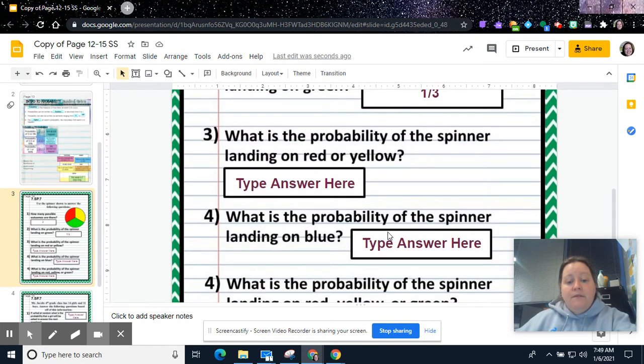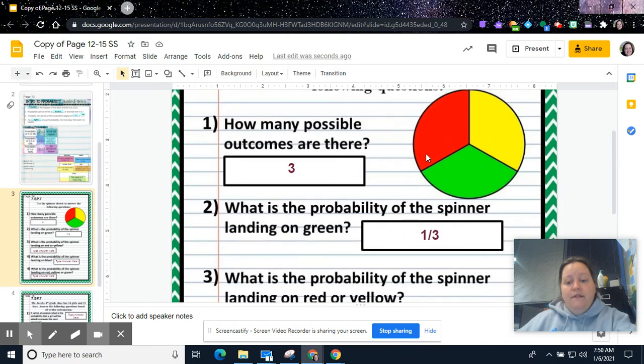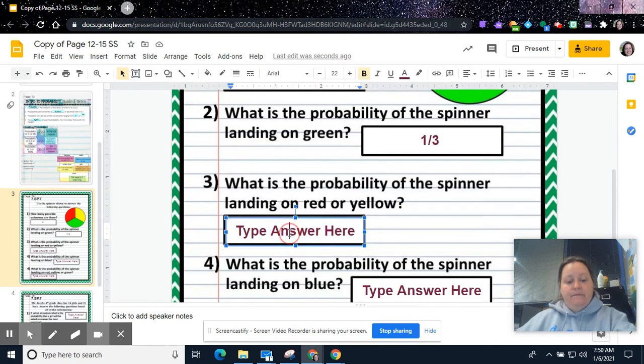What's the probability that it will land on red or yellow? Sorry about that, a lot of bells. There's a red and a yellow here, so it would be 2 out of 3 total.